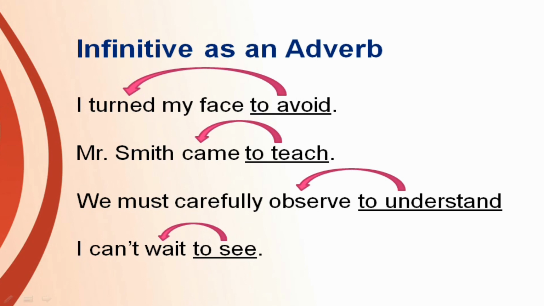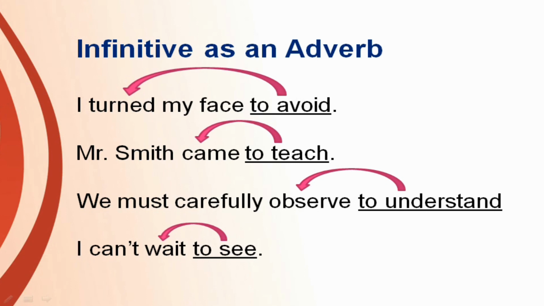Let's have another example. We must carefully observe to understand. In this sentence, to understand is an adverb. This adverb is made up of two words, to plus verb first form. It is an infinitive. This infinitive functions as an adverb and tells us something about an action, observe. The word which tells us something about the verb is called an adverb.